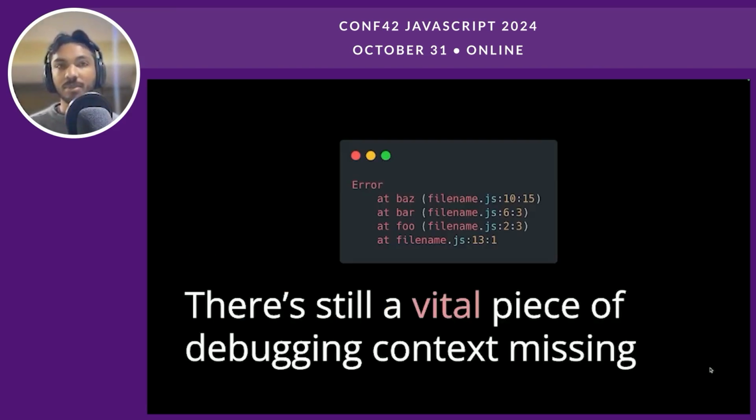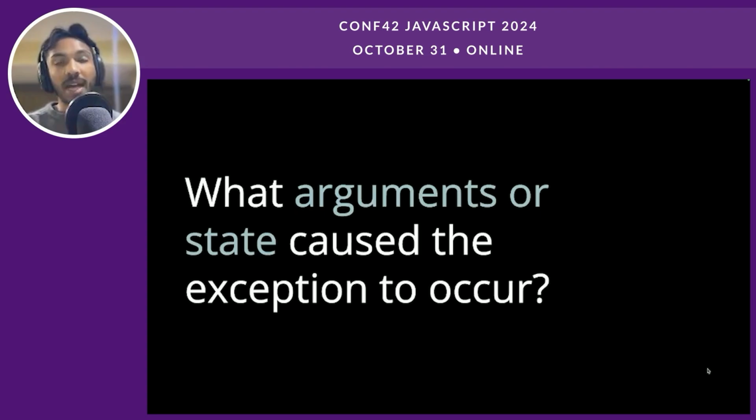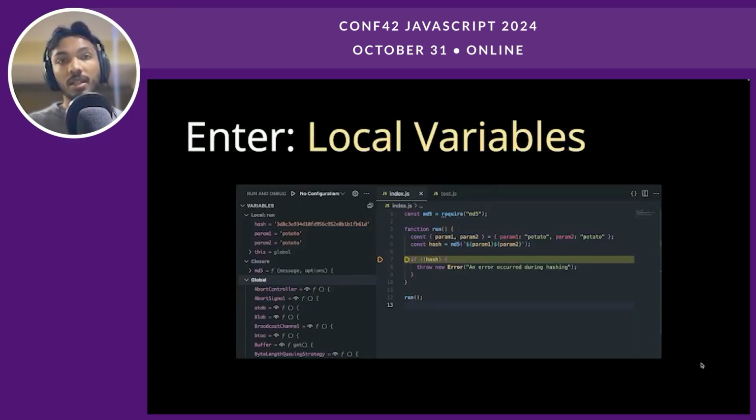But the stack trace sometimes isn't enough in terms of what it gives you. There's still a vital piece of debugging context missing. That debugging context is what exactly the arguments or state was at the time the exception happened. Not just looking at the frames and what your code was doing, but what variables or what classes were being instantiated at the time of your error. There's a solution for this, and a lot of debuggers give this to you. It's to allow you to see the local variables or the variable state at the time when a debugger is paused or when an error is thrown.